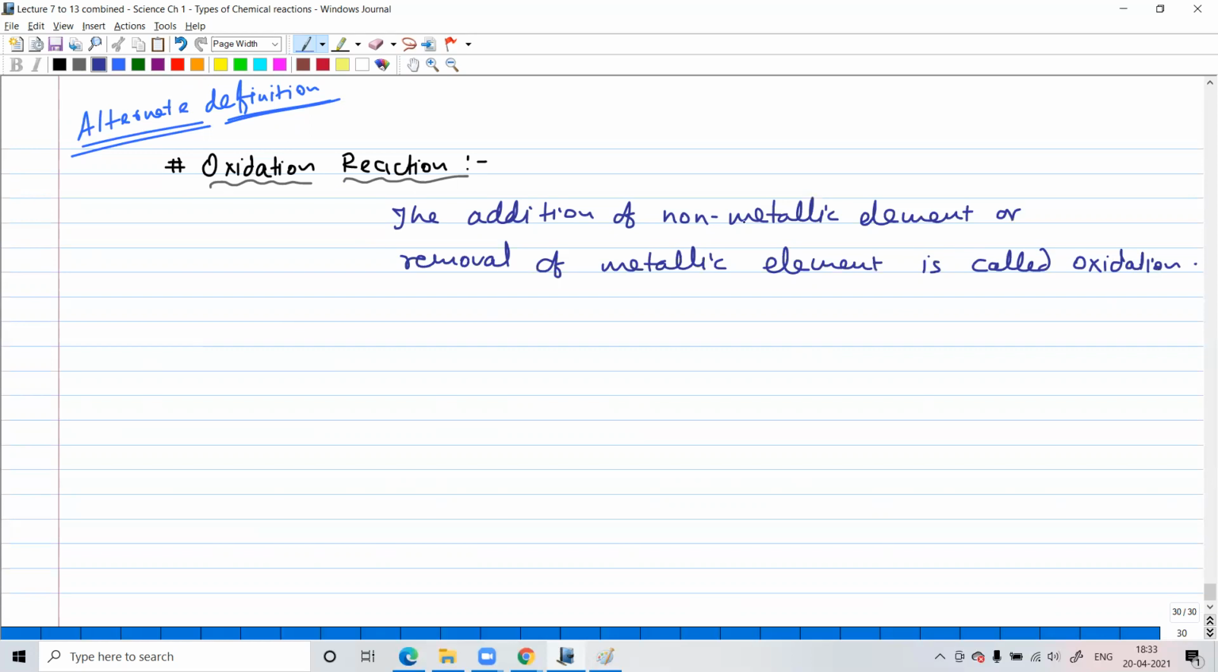So addition of non-metallic elements or removal of metallic elements will be defined as oxidation, and reduction will be just the opposite.